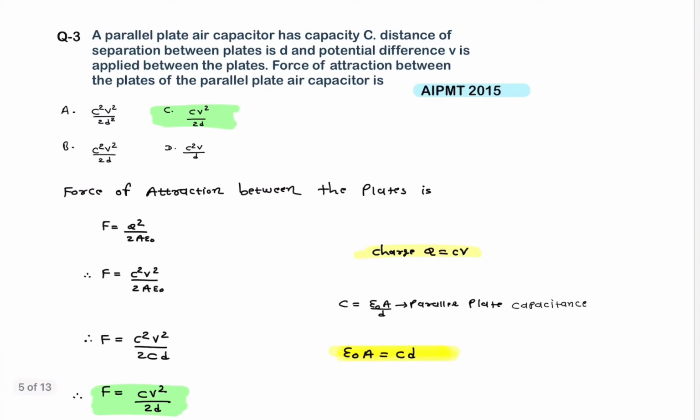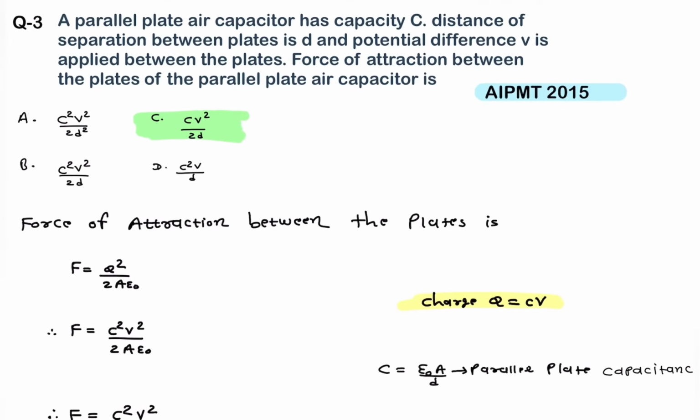Question number 3, a parallel plate air capacitor has a capacity C. The distance of separation between the plates is D. A potential difference V is applied between the two plates of the capacitor. The force of attraction between the plates of the parallel plate air capacitor is. So here the required answer is CV square by 2D. That was asked in AIPMT 2015.